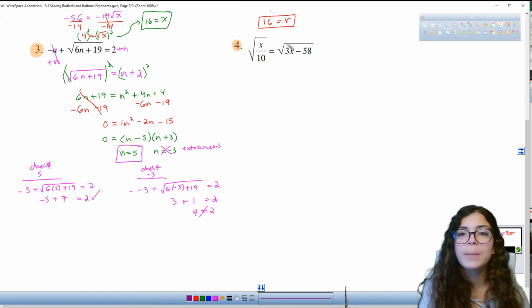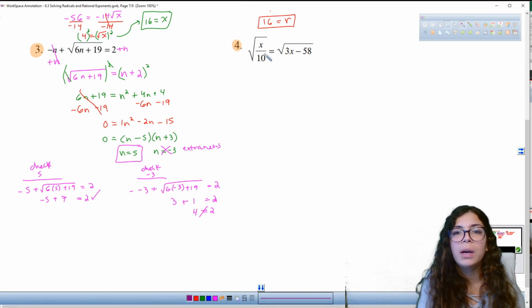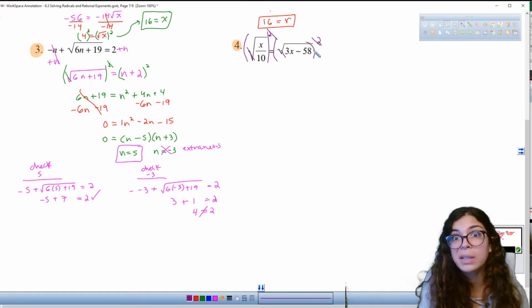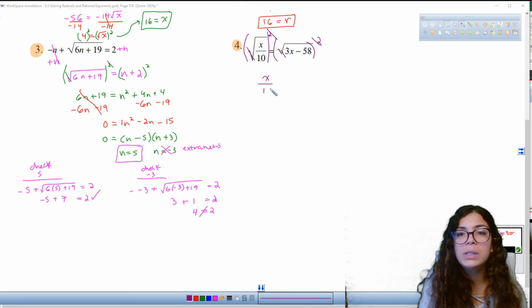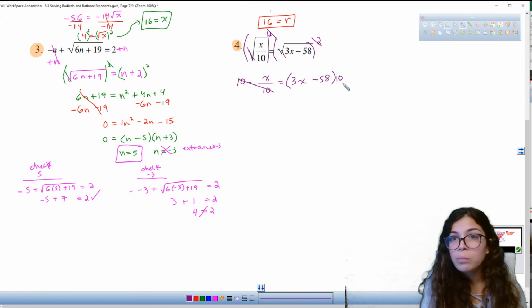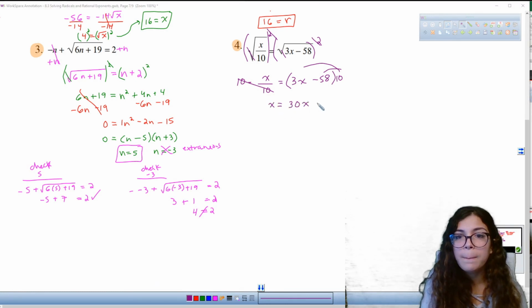Last one, let's take a look at number 4. So number 4, we have the square root of something equal to the square root of something else. Now, both are just square roots, so we could just go ahead and square both sides, right? It would cancel the square root here, and it would also cancel the square root here. So we have x over 10 equal to 3x minus 58. All right, so let's go ahead and multiply 10 to both sides to just get rid of that denominator, right? And remember, when you multiply, just like when you divide, you have to do that to every term. So we have x equals 30x minus 580.